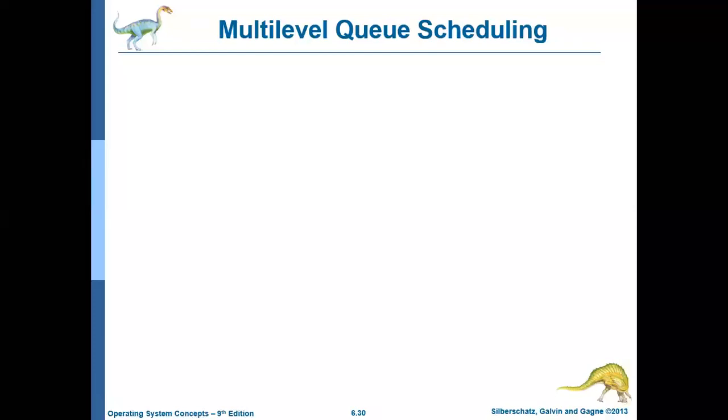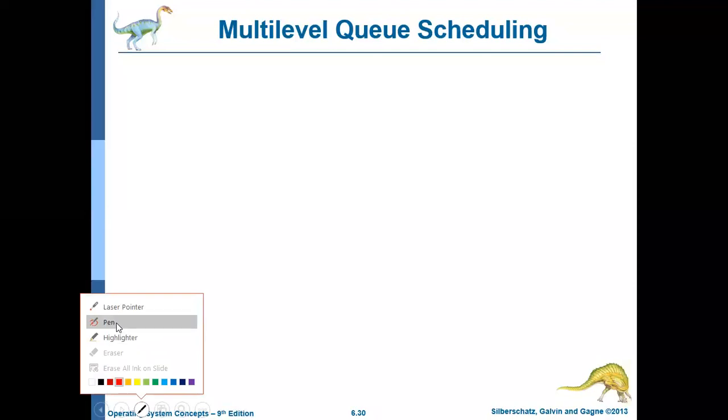The ready queue will be split into multiple queues, and the processes will be allocated to different queues based on the memory size required by the process, the priority level, or the process type. This is how a multi-level queue scheduling algorithm basically works.